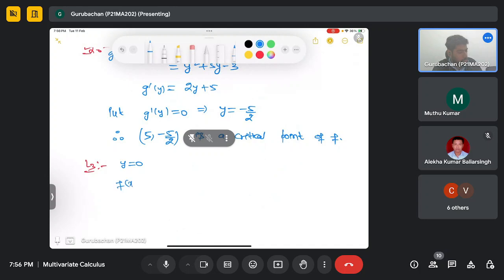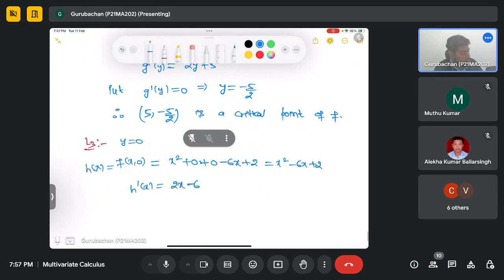So f(x, 0) will give us x square plus 0 plus 0 minus 6x plus 2. So this will be some h(x), suppose. So h'(x) will be 2x minus 6, where h(x) is x square minus 6x plus 2. Therefore, now put h'(x) equal to 0. This will imply x equal to 3.